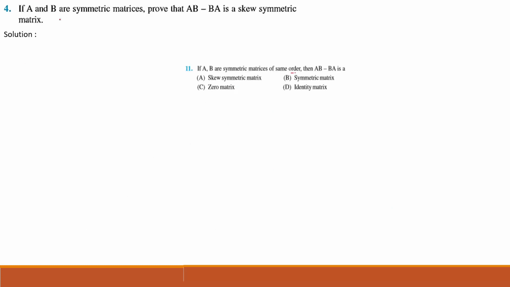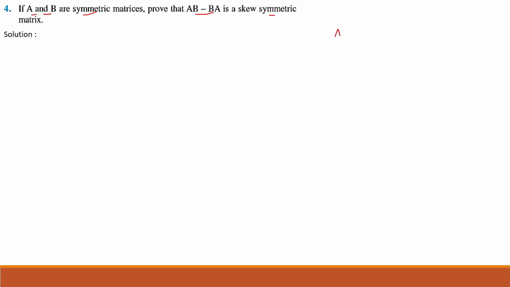In the fourth problem, ये तो same sum हमने solve किया है पहले भी. So it's simple. हमें बस इसको प्रूव करना है that this is a skew symmetric matrix if A and B are symmetric matrix. तो कोई भी matrix skew symmetric matrix तब होता है जब उसका ट्रांसपोज करने के बाद में we get negative of same matrix.